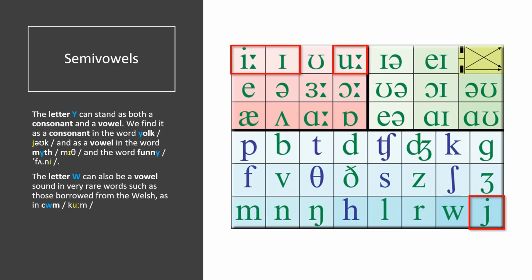Semivowels. The letter Y can stand as both a consonant and a vowel. We find it as a consonant in the word yoke, and as a vowel in the word myth, and the word funny. The letter W can also be a vowel sound in very rare words, such as those borrowed from the Welsh, as in coombe.